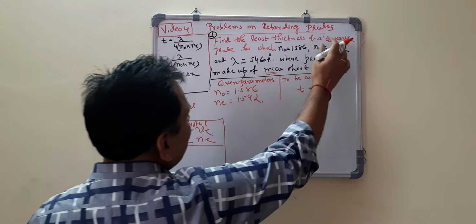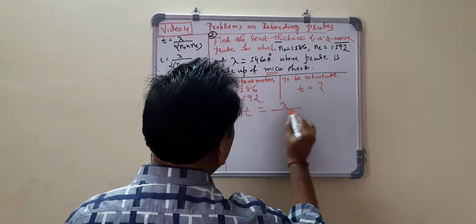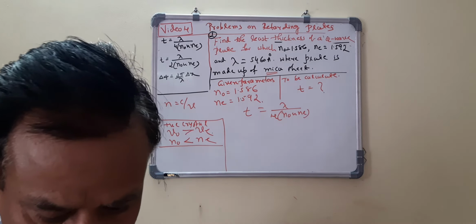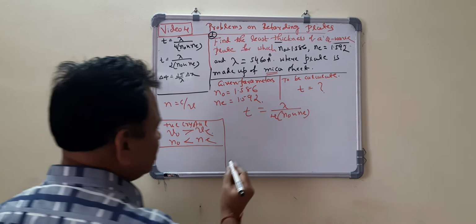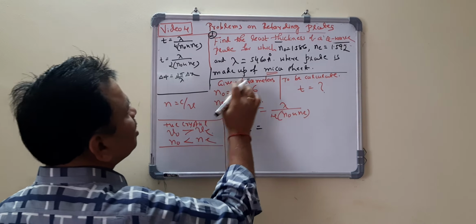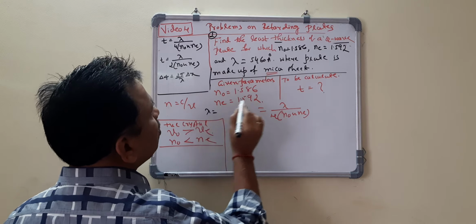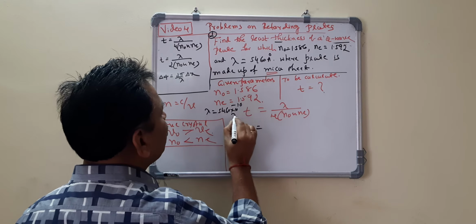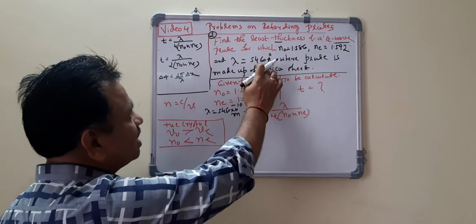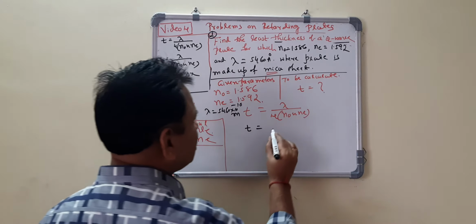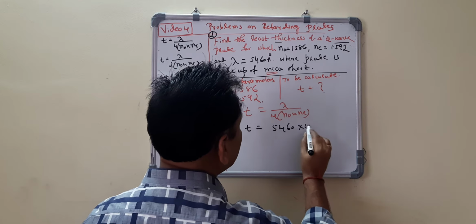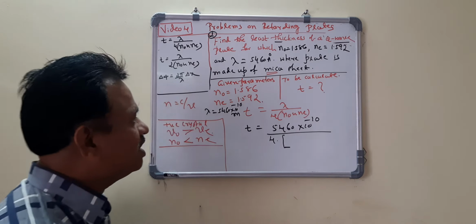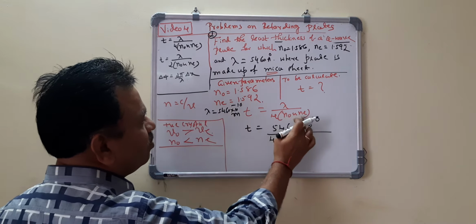What is the formula for the quarter wave plate? t equals lambda divided by 4 times the difference of NO and NE. Substitute all these values. What is the value of lambda given? 5460 into 10 to the power of minus 10 meter, because the answer is in meters and lambda is in Angstrom. So it is 5460 into 10 to the power of minus 10 divided by 4 into the difference.